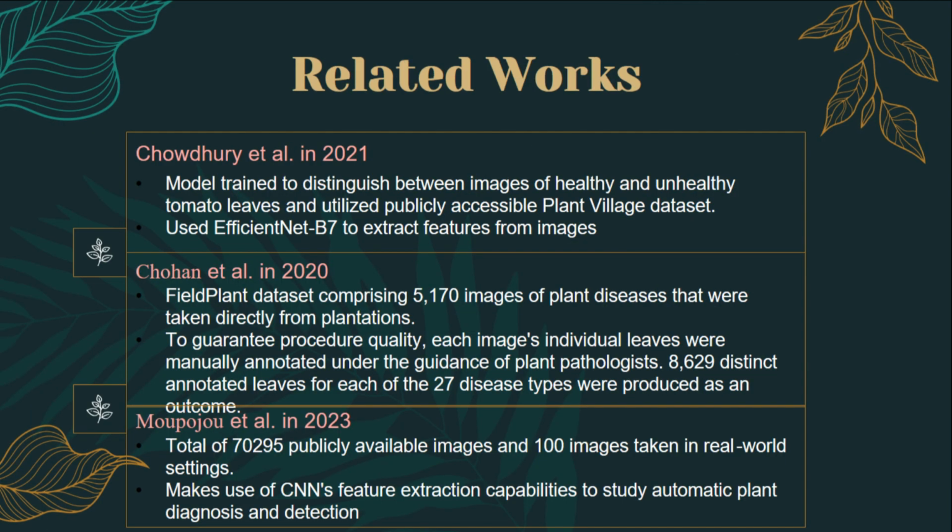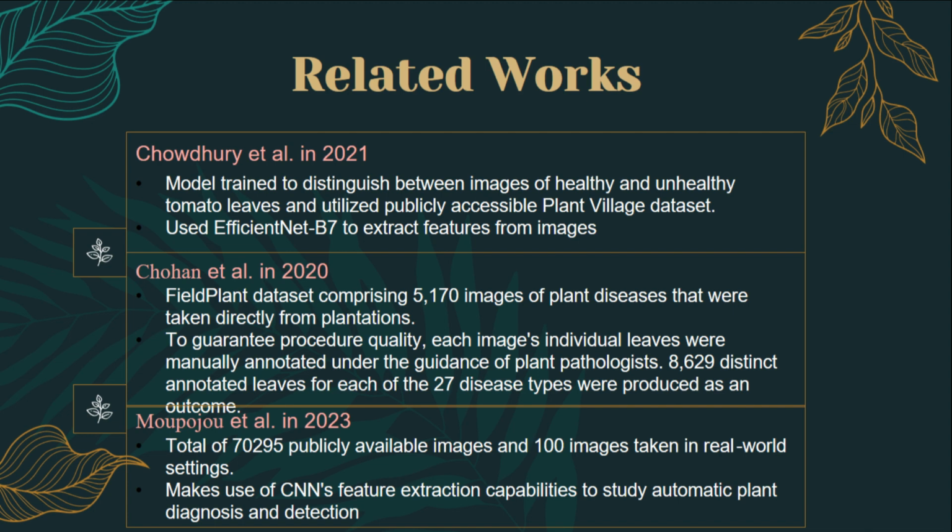There were several research studies in the past where they have used some techniques, some models, which can read the image and predict the result. For example, Chowdhury used EfficientNet B7 to extract the features of images, and he provided some outcomes. Mainly, he trained the model to differentiate between healthy and unhealthy tomato leaves, and he utilized the PlantVillage dataset, which is publicly accessible.